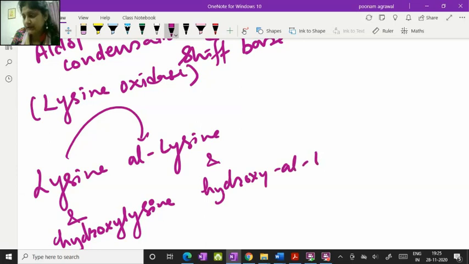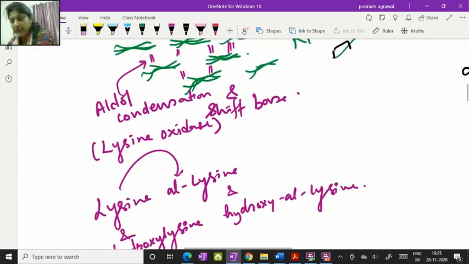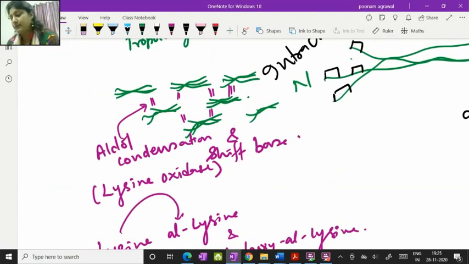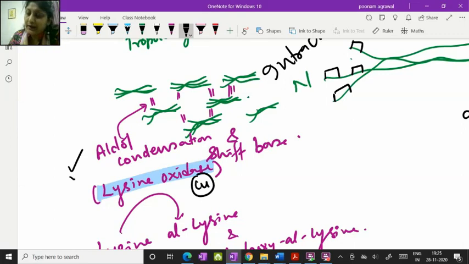hydroxyl aldehyde lysine. So we have this kind of modification of certain lysine and hydroxylysine residues in the extracellular space by the enzyme known as lysyl oxidase. It's a very important enzyme. It's a copper containing enzyme, and this modification of lysine and hydroxylysine is very important for this aldol condensation. The lysine residues here and its aldehyde counterpart here, the hydroxylysine here and its aldehyde counterpart, are going to interact to give you this kind of aldol condensation, which is going to stabilize this fibrillar arrangement.